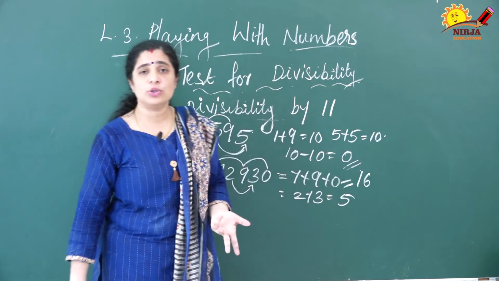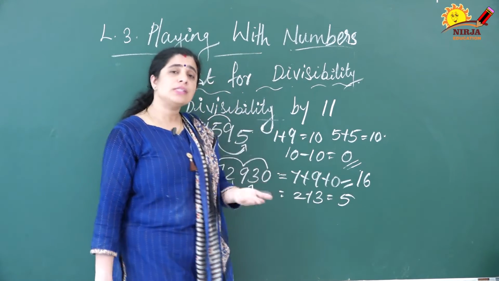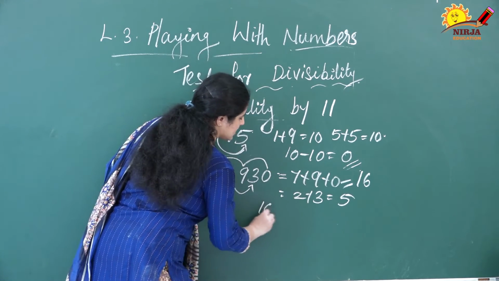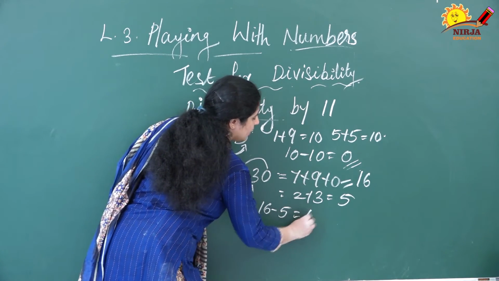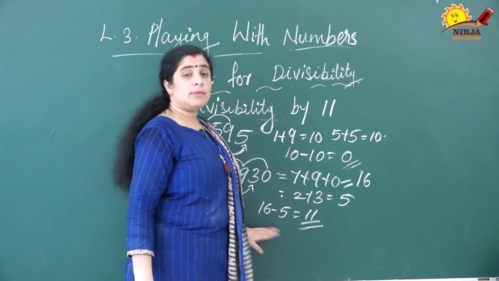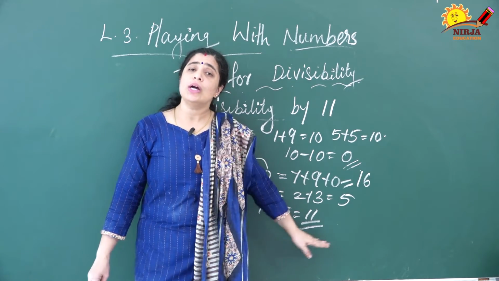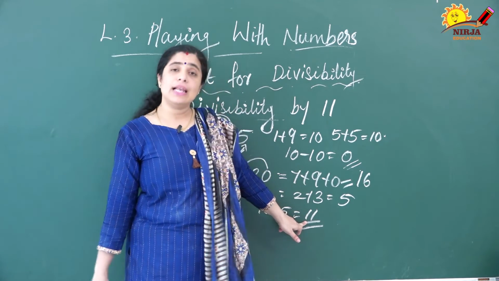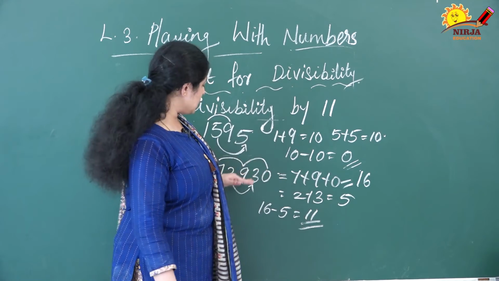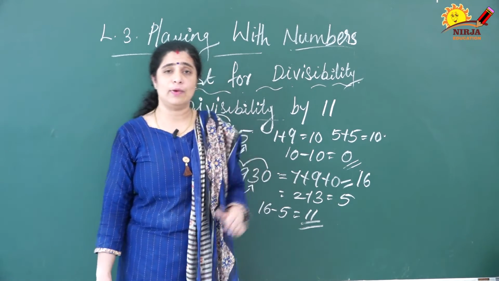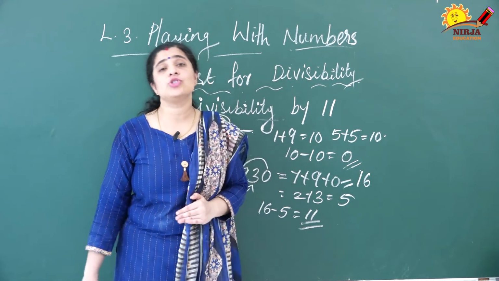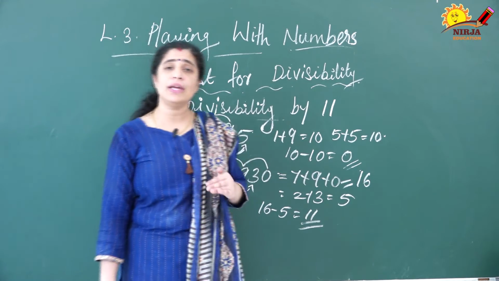Next what you have to do? Yes, you have to do the subtraction. 16 minus 5, that is equal to 11. So you are getting 11 here. That is why this number is divisible by 11. Like this way you have to check the divisibility test of 11.